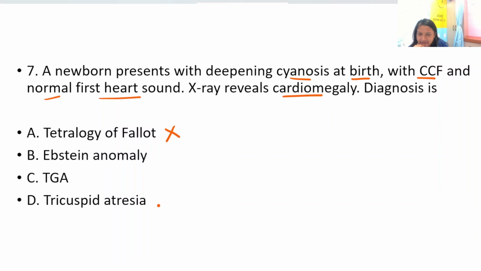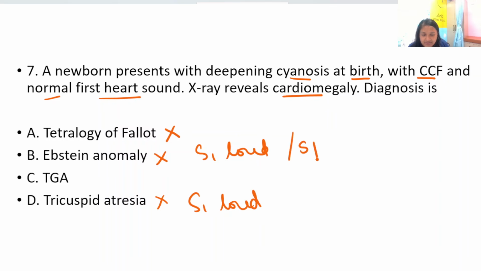Ebstein anomaly and tricuspid atresia. Now you have seen here that the first heart sound is normal. In Ebstein anomaly and in tricuspid atresia, the S1 is going to be loud in tricuspid atresia as well as Ebstein anomaly, and it will be split also in Ebstein anomaly. It won't be normal. So these two options are ruled out. Look at the third option, TGA: cyanosis at birth, CCF, normal first heart sound, cardiomegaly on the X-ray, due to transposition of great arteries. Here this is the correct answer in this question.